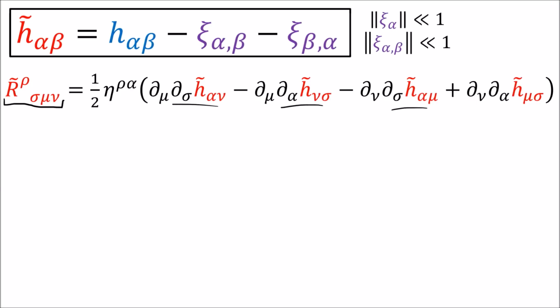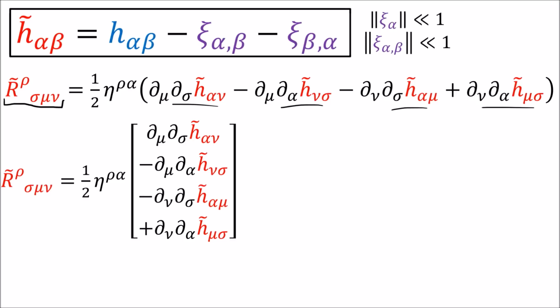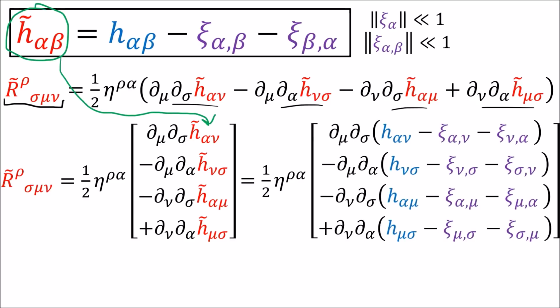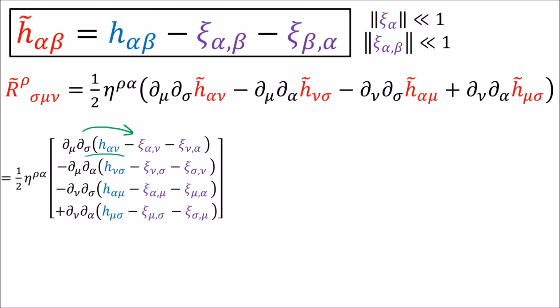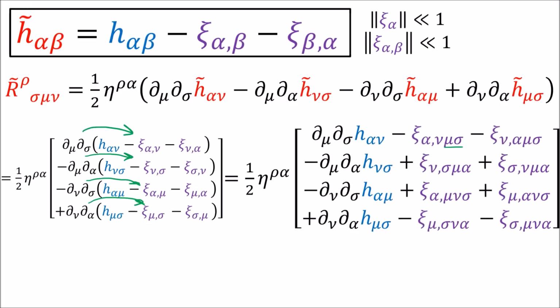If I rewrite these four terms in a column, I can replace all the h tildes with the transformation formulas. Then I can distribute the partial derivatives and turn them into comma subscripts on the xi's. Now, we need to be careful with our derivative notation because these derivatives are in the tilde coordinates and these derivatives are in the original coordinates. But this turns out not to matter.